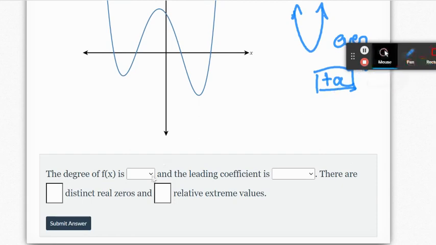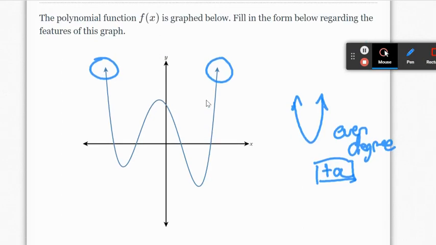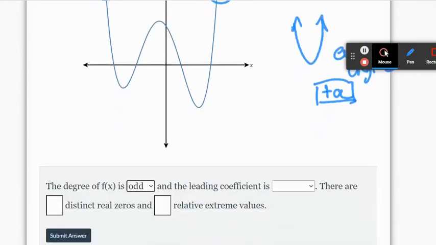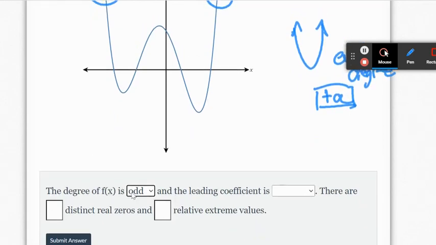So I go ahead and click. The degree is even. In fact, I could have told you what it was. There's 1, 2, 3. Most likely that's 3 plus 1 is 4, degree 4. I clicked odd. I don't know why I clicked odd. Even. There we go. And then the leading coefficient is positive. And how many distinct real zeros are there? So we just count those. 1, 2, 3, 4. So there are 4 distinct zeros.